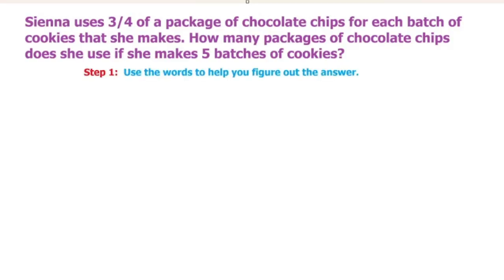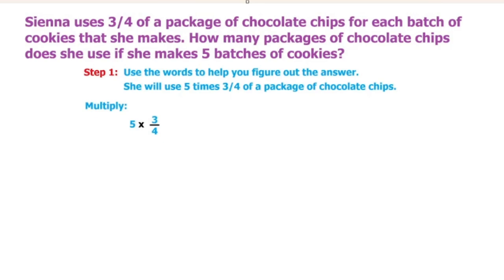So the first step is not to panic and to remember: just use the words to help you figure out the answer. Okay, so for one batch, she uses 3/4 of the package, but she makes 5 batches. So we need to figure out how many packages of chocolate chips. So she will use 5 times 3/4 of a package of chocolate chips. So you multiply this by 5. So it would be like this, 5 times 3/4.